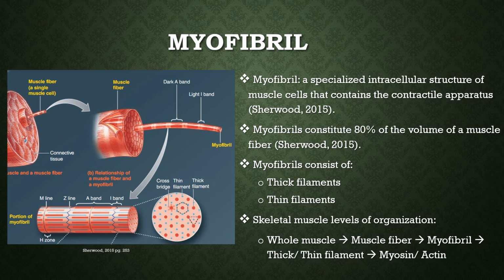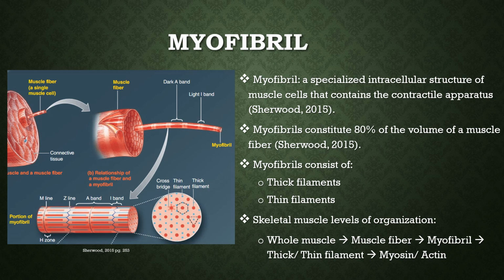The levels of organization of a skeletal muscle include, first off, the whole muscle, which is the organ; a muscle fiber, which is a cell; the myofibril, which is a specialized intracellular structure; thick and thin filaments, which are the cytoskeletal elements; and myosin and actin, which are protein molecules.